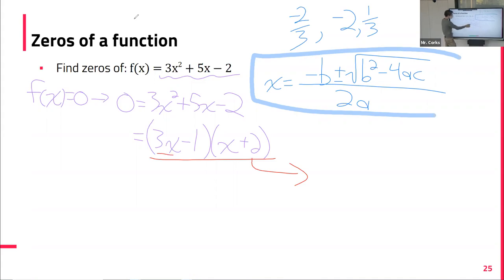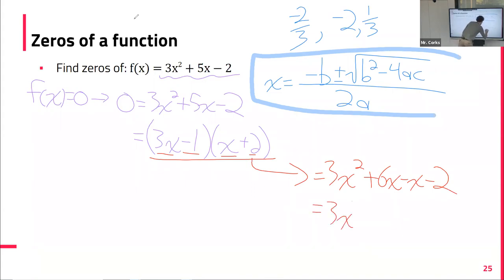We take the first term and multiply it by each thing in the other brackets. So that would be 3x squared. All right, that part seems okay. Then 3x times 2 is plus 6x. Then we take the other thing from the first one and multiply it by both: -1 times x is minus x, -1 times 2 is minus 2. And just simplify: 3x squared plus 5x minus 2. It worked. So there are our factors.